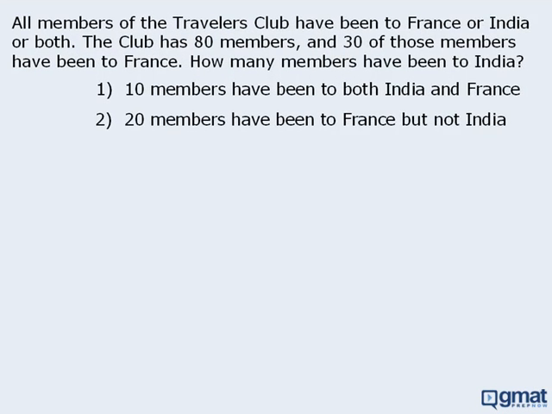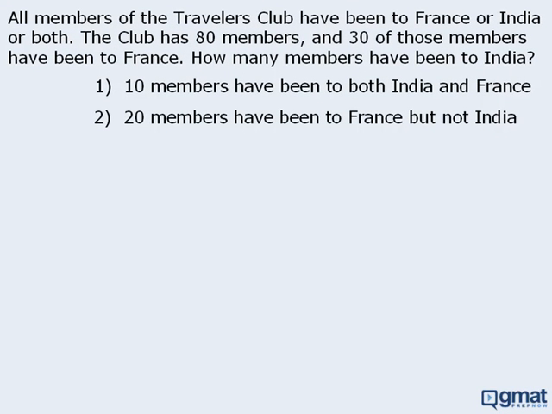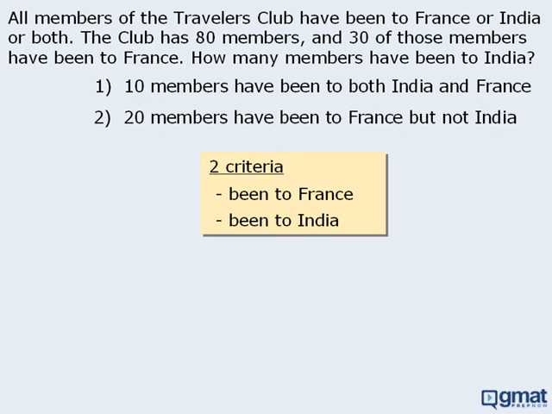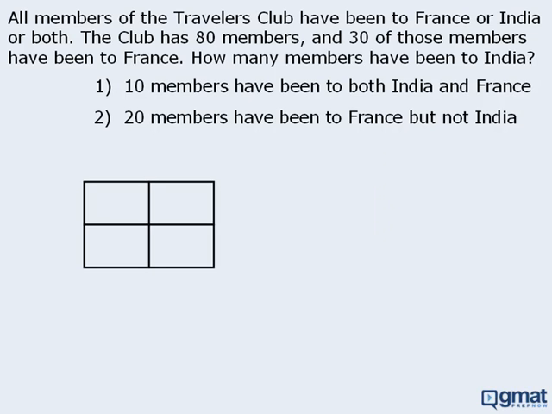Okay, in this question, we want to find out how many members of the Travelers Club have been to India. Notice that we have a population of people here, and there are two criteria associated with each person. They are having or not having been to France and having or not having been to India. As such, we can solve this question using the double matrix method.